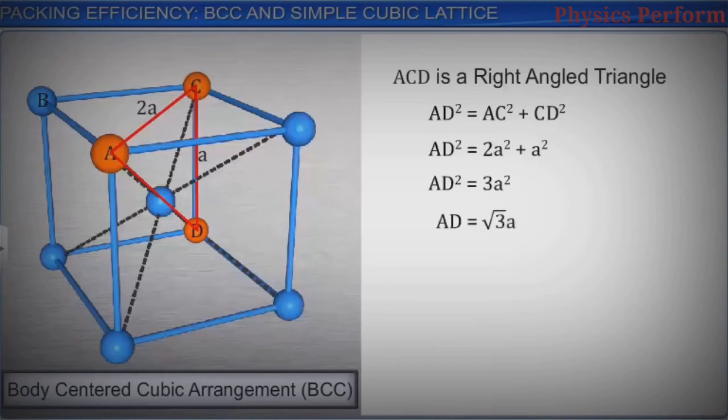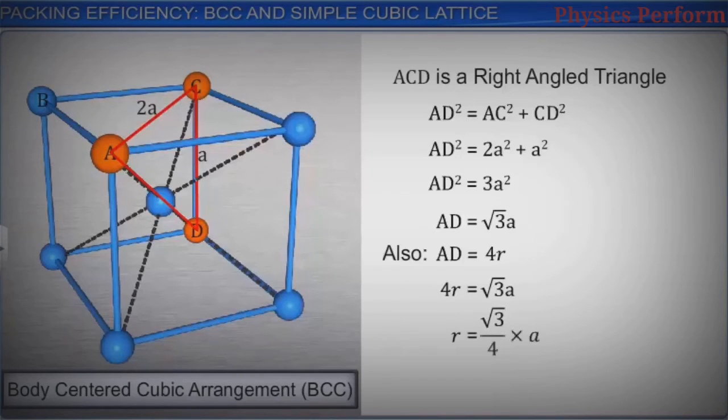The body diagonal of a unit cell, AD, is equal to 4r. Hence, equating the two expressions for AD, we can say that 4r is equal to root 3 into a. Hence, r becomes equal to root 3 upon 4 into a.